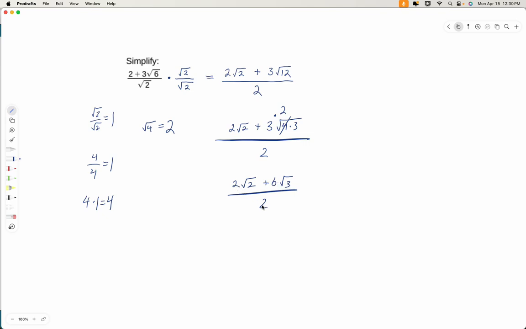So 2 divided by 2 is 1. And 1 times the square root of 2, we just write it as the square root of 2. Plus 6 divided by 2 is 3 times the square root of 3. That's as far as we can go. That's your answer.